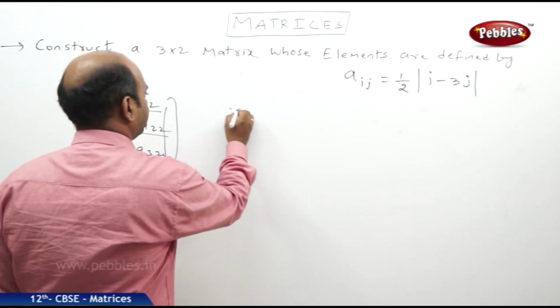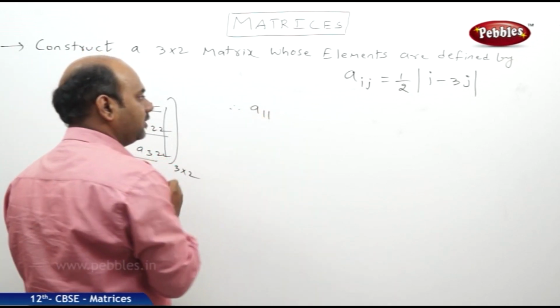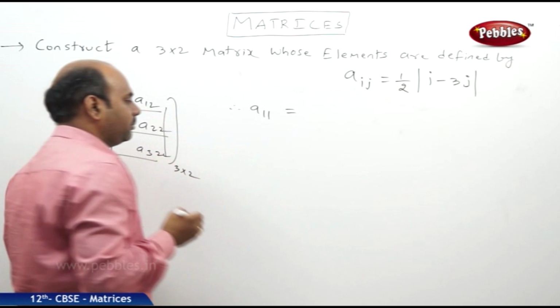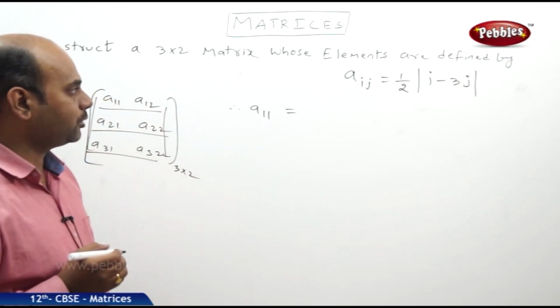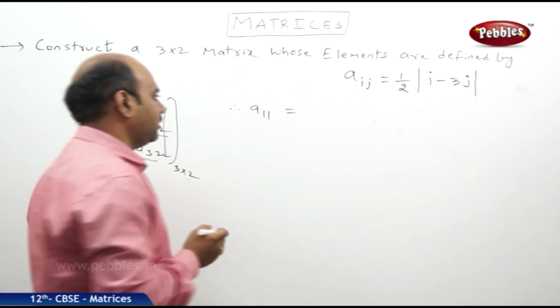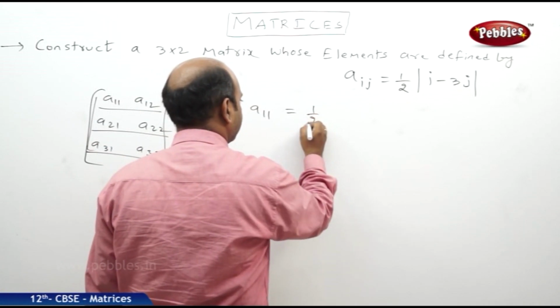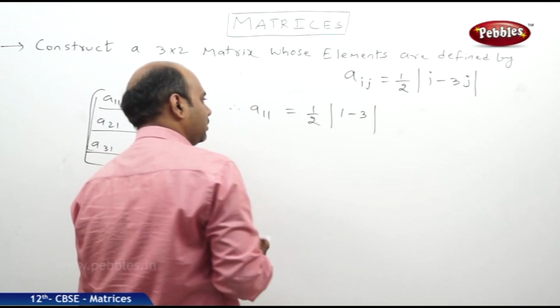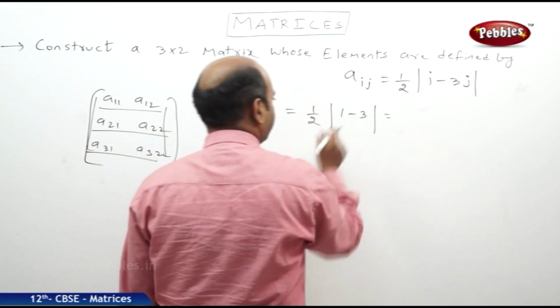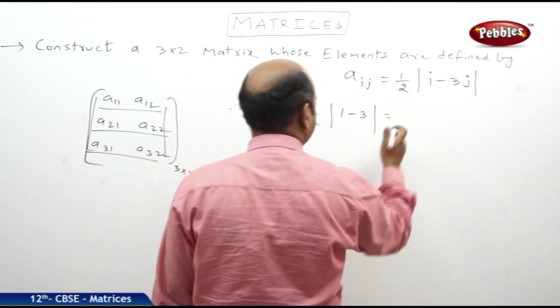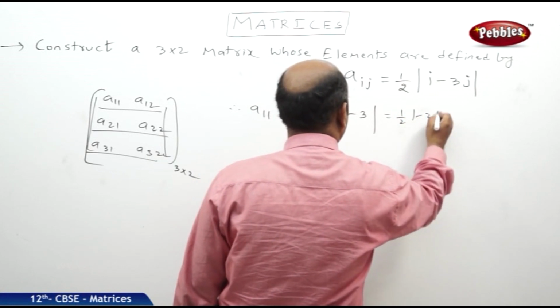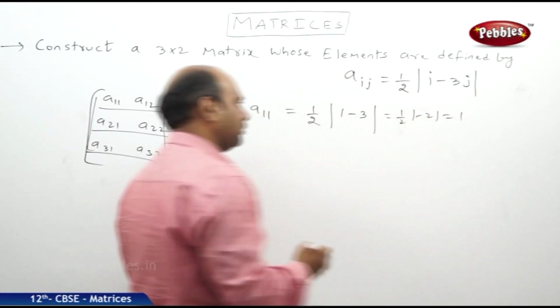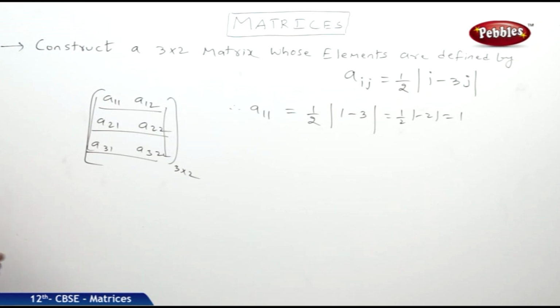First I will be finding A11. I will substitute 1 in place of i and 1 in place of j. Therefore what happens? 1 minus 3, because 3 into 1 will be 3. So 1 by 2 into modulus of 1 minus 3, so modulus of minus 2. Modulus of minus 2 is always 2 only, no? So 2 by 2 will be 1.